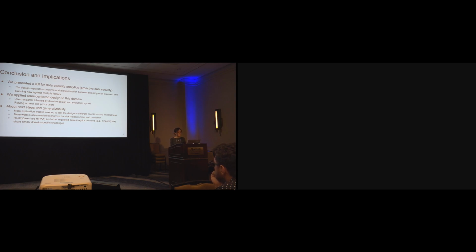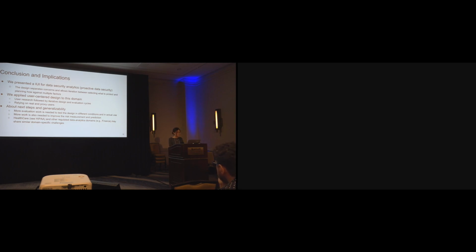So in this paper, we present an intelligent user interface for data security analytics and analysts that design separate the concerns of what data we should protect and how, and we support iteration through the 2 subtasks. To address the domain-specific challenges, we adopt user-centered design with 1 focused user research followed by 4 iterative design and evaluation processes. We also rely on both real users and proxy users to open up the user pool and accelerate our work process.